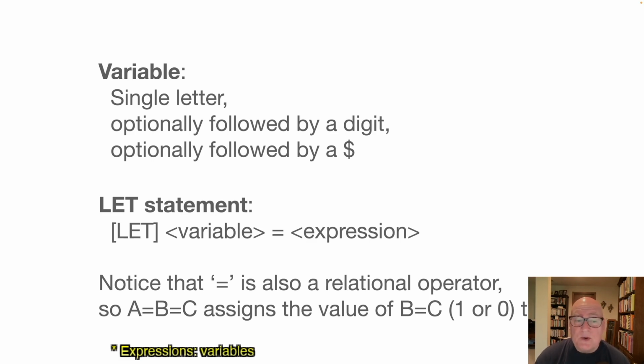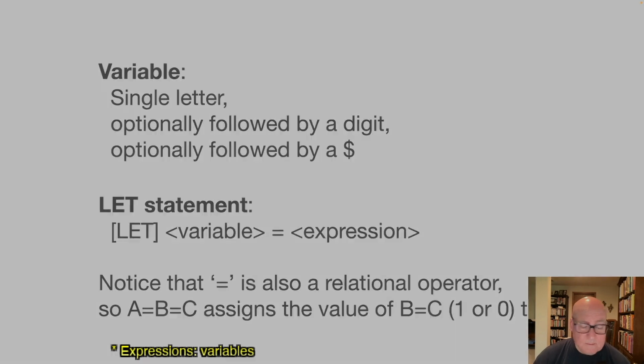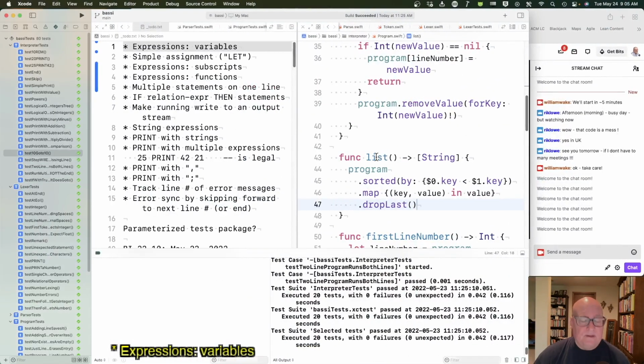Also, we want to notice that we use equals for the assignment, but it's also a relational operator. So A = B = C uses the second equals as a relational operator on the right. B = C gives you a 1 or 0 and then assigns that to A. Okay. All right. Let's see.